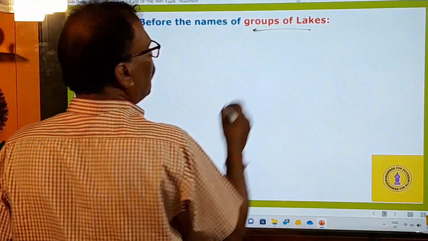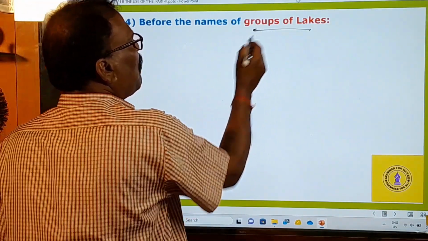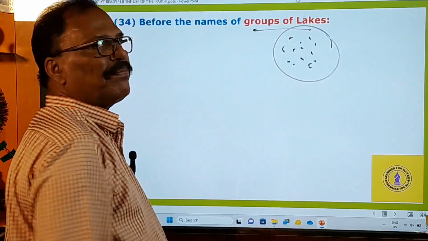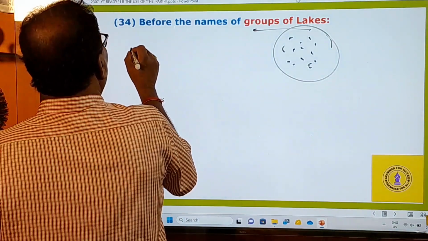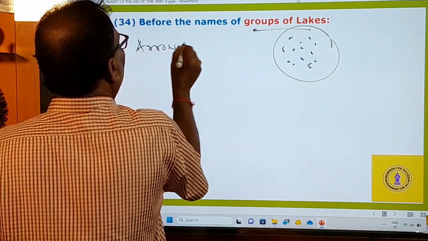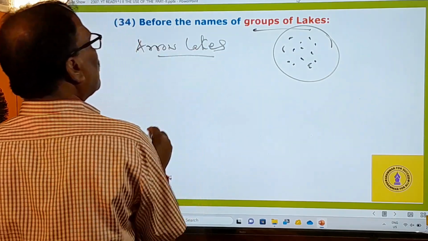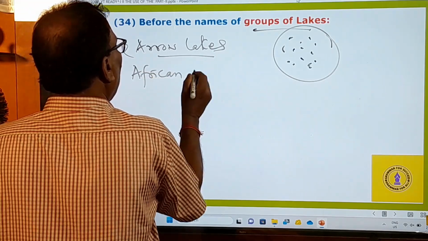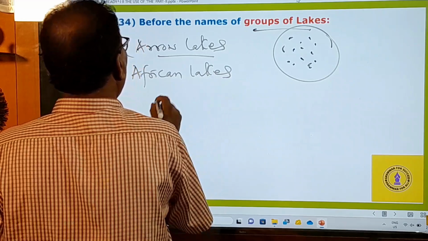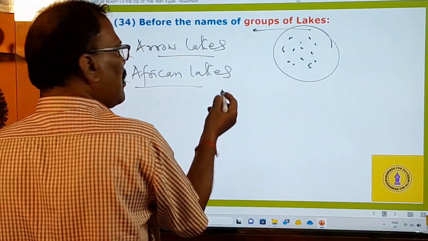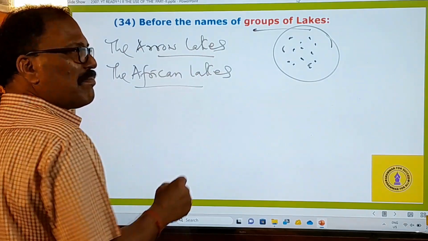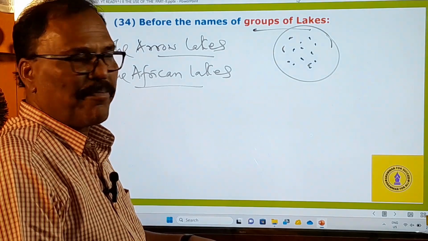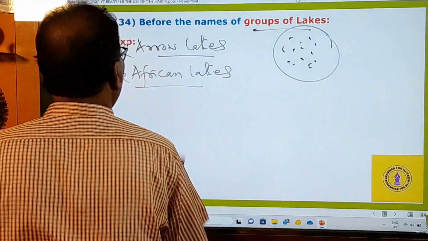Last but one, groups of lakes. Names of groups of lakes. All the lakes must be like this, and they must have one name. For example, the Arrow Lakes are there. The African lakes are there, in Tanzania. So like that, groups of lakes. Before the names of groups of lakes, we have to use the definite article.